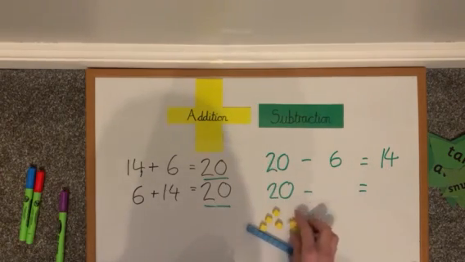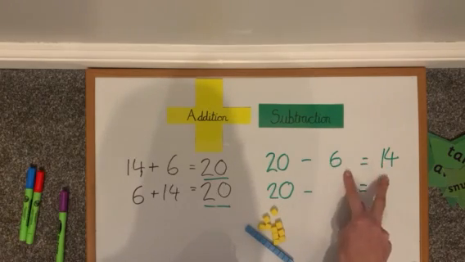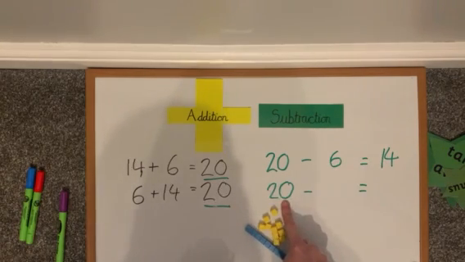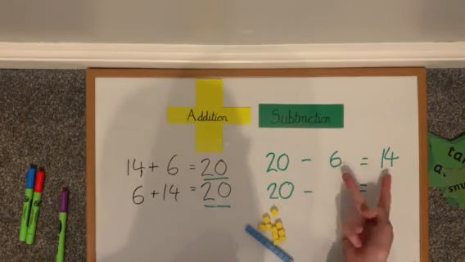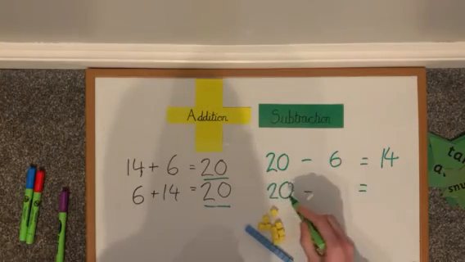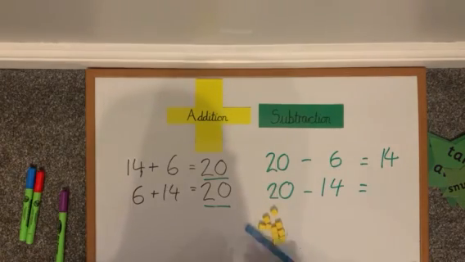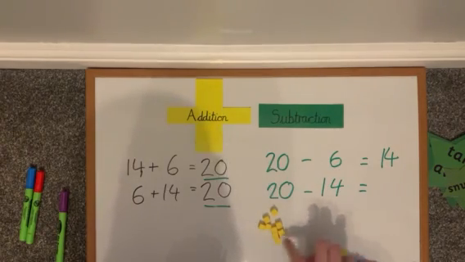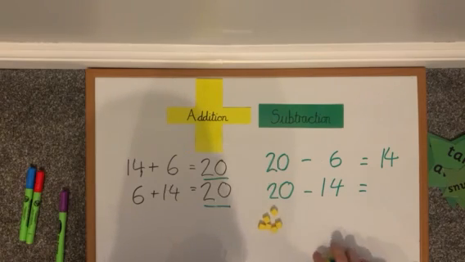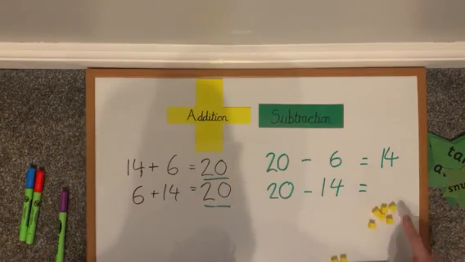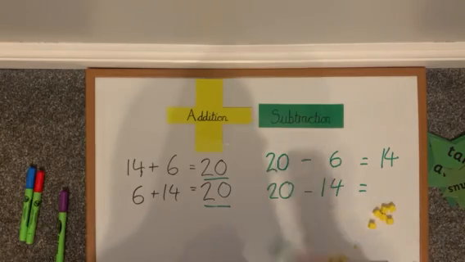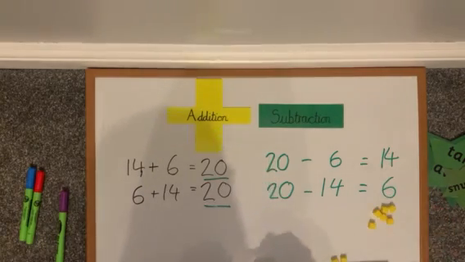Or I also know, let's swap these two around this time because I have to start with the whole when I'm subtracting. Let's swap the parts around. I also know if I started with 20 and I take away 14, 10, 11, 12, 13, 14, it leaves me with 1, 2, 3, 4, it leaves me with the 6.